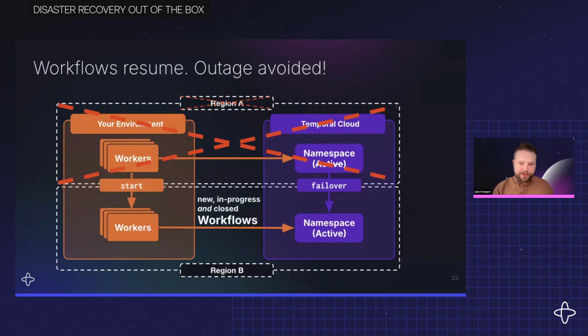So once you've started your workers, the namespace has failed over. That's it. Workflows resume. You've avoided the outage, and business is back to running. And this includes not only new workflows and new work that your workers are doing, but it includes in-progress workflows, so even things that were happening when the outage hit, and closed workflows, so that history, if you need to go in and inspect and troubleshoot in the middle of one of these outages, you've got all of that available to you in region B, even while your main region, region A, is unstable.